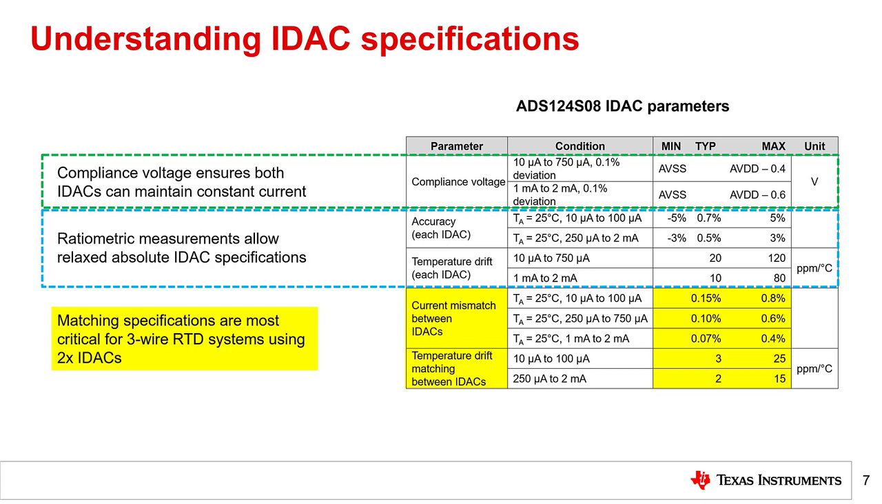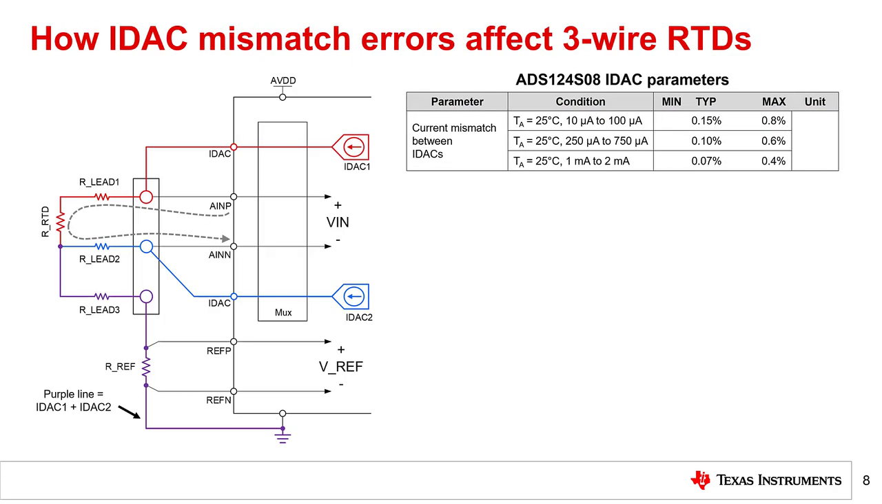Now that the IDAC matching specifications are more clear, let's consider how IDAC matching affects the performance of a 3-wire 2 IDAC RTD measurement system using a low-side reference resistor. To begin the analysis, let's keep the current mismatch error parameters from the previous page. These are shown in the top right. On the left is the RTD measurement system we are analyzing.